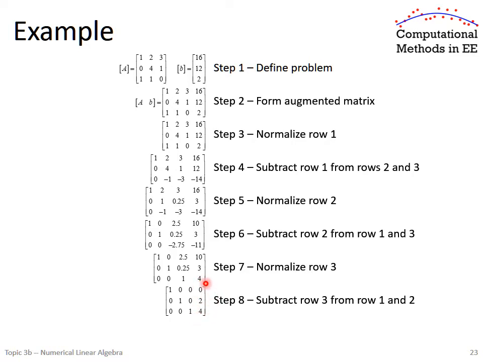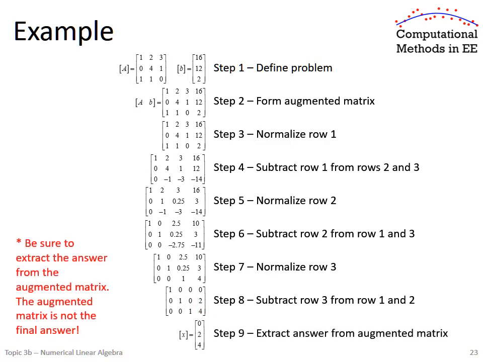And remember, we're not done here. We can't circle the augmented matrix as our answer. We must extract the answer out. And then we have our answer. 0, 2, 4 in this case is the answer. So x1 would be 0, x2 would be 2, and x3 would be 4.